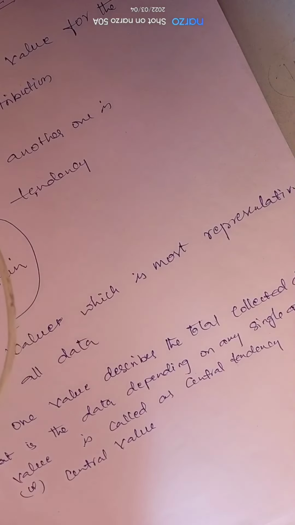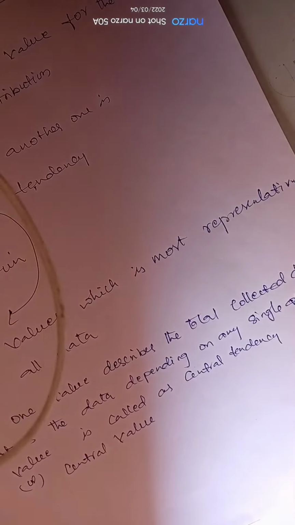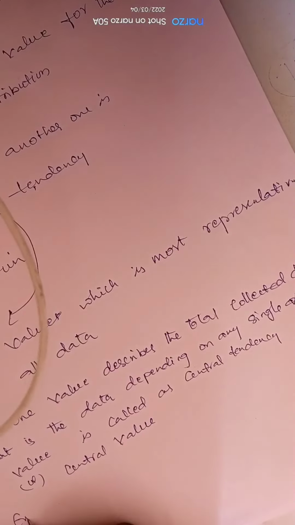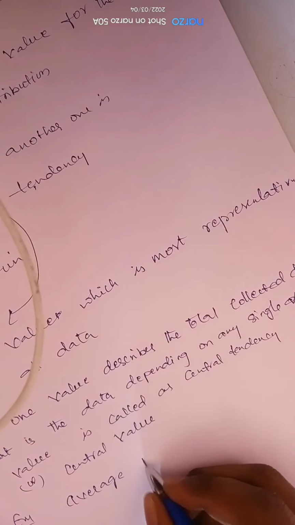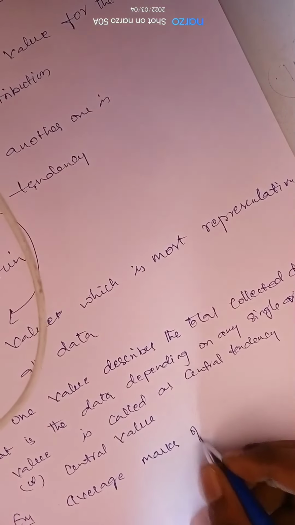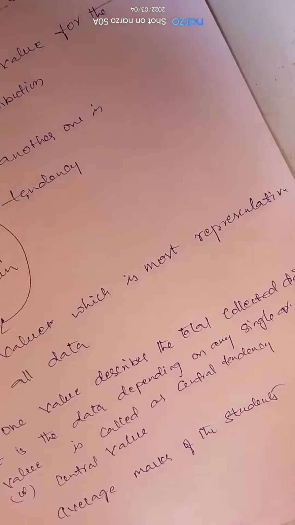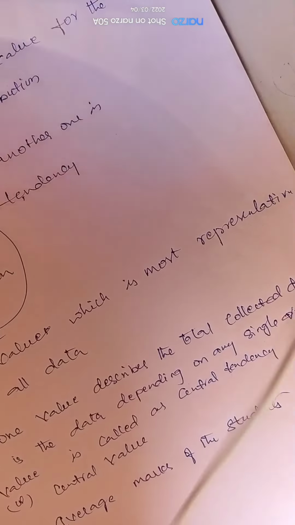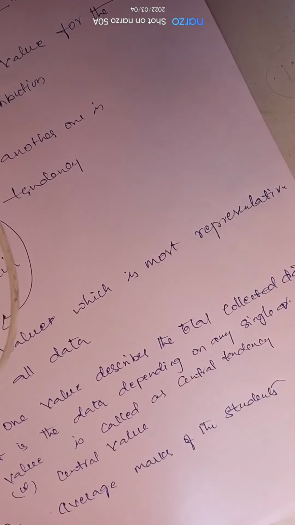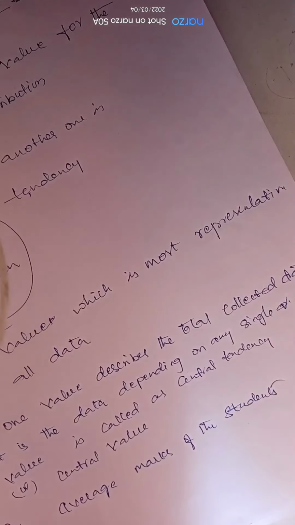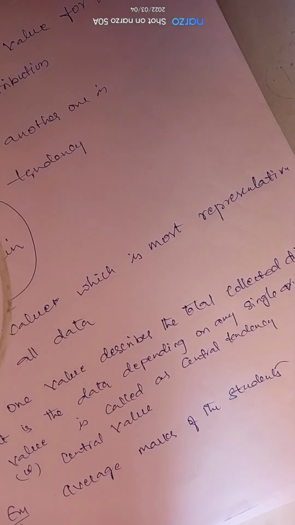What are examples of central value? Suppose, for example, average marks of the students. Average marks of the student is one of the examples of central tendency. So I will show it with one assumption.